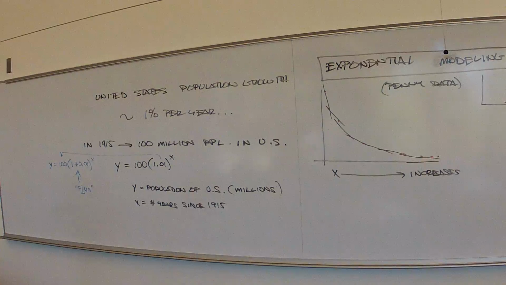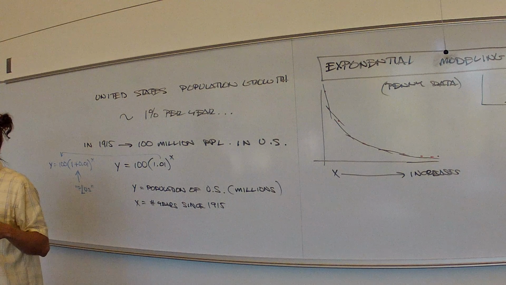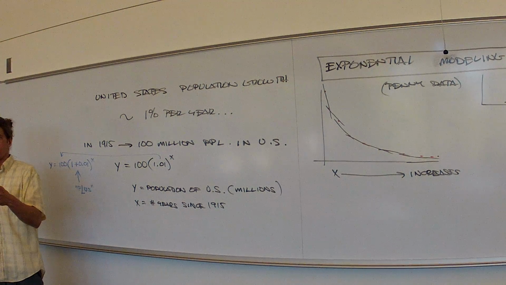1%. But here's the problem. It's 1%, 1%. It's 1% of 1%. You can't just add up the 1% and say 100% is 100 years later because the base keeps getting bigger every year. So when did it double? 50 years. How you know?